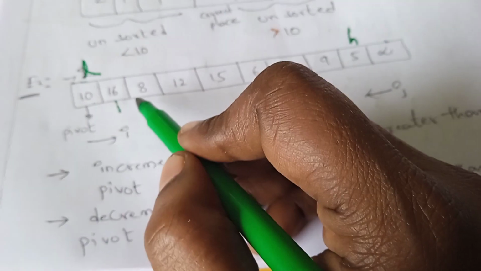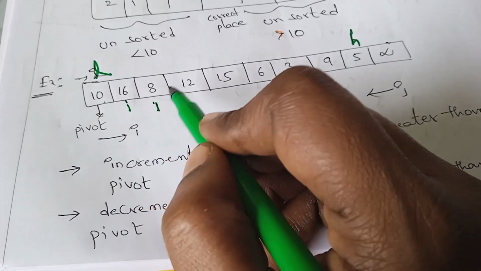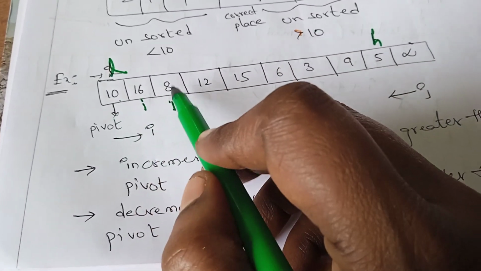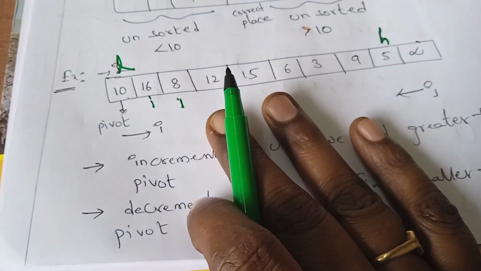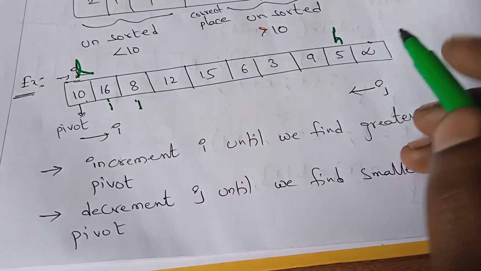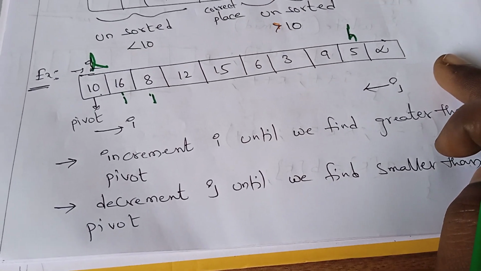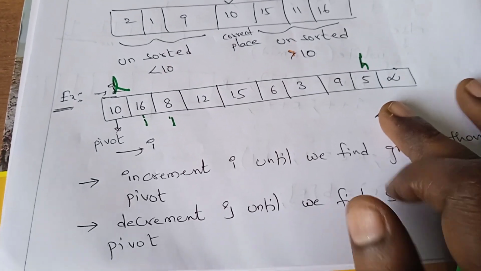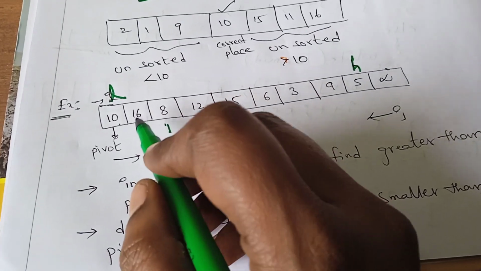Now again we'll move the I value forward. Let's suppose we are here. Again we check with the pivot element whether it is lesser or greater. We do the same from this side also: we decrease J until we find an element smaller than the pivot. We increase I from here and decrease J from this side, comparing with 16, and we find it is in the right place.